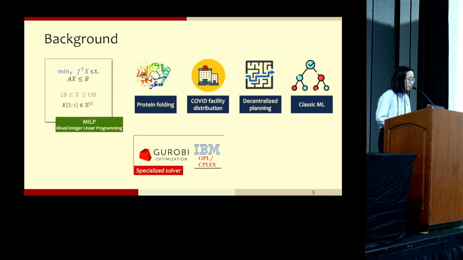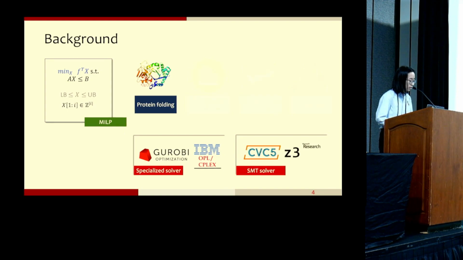Well, in theory, this problem can also be solved by SMT solvers, such as Z3 and CVC5. However, in practice, the specialized solvers are much more efficient. Just to give you a quick idea, here is a tiny instance of a protein folding example. Gurobi took less than a second, while Z3 took 18 seconds to finish. So what it shows is that for those MILP problems, it's better to use the specialized MILP solver.